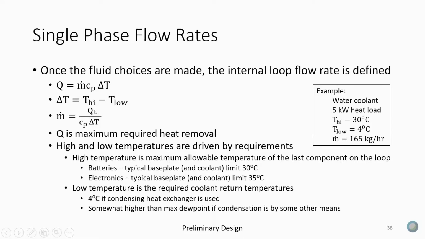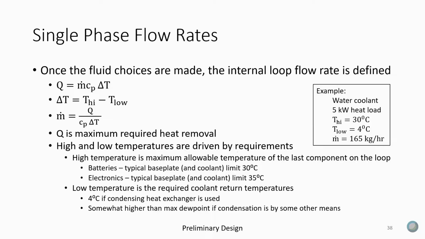And so now that gives you enough information with these equations to just go ahead and calculate what your mass flow rate is, right? Delta T is high minus low, 30 minus 4C. The mass flow rate is Q over Cp delta T. So this comes from your requirements. They tell you you've got up to 5 kilowatts heat load. These are your temperature limits. Gives you a mass flow rate of 165 kilograms per hour.